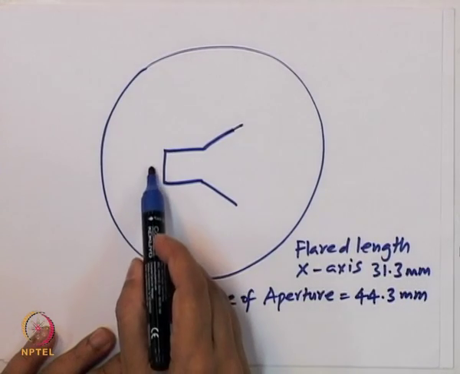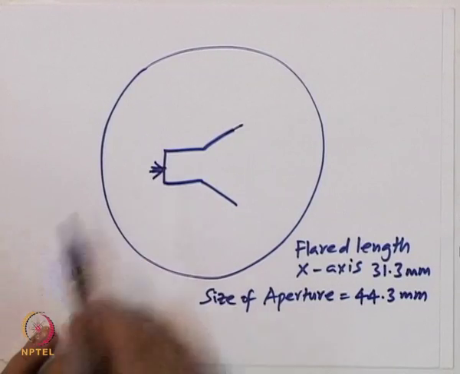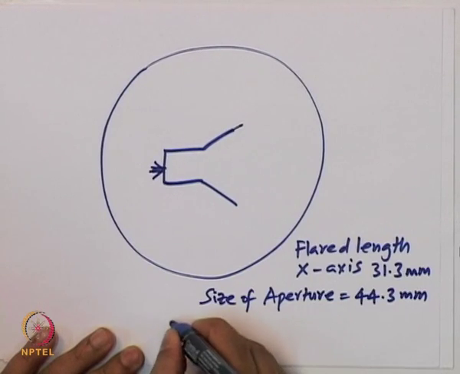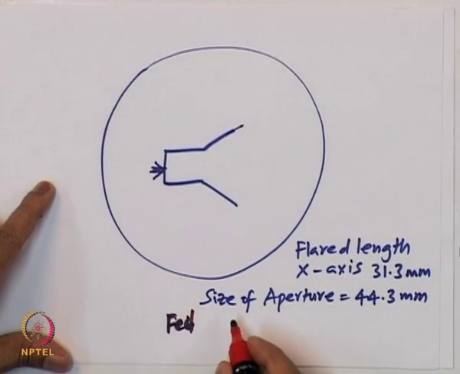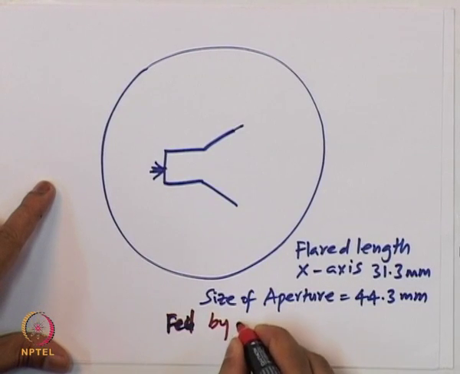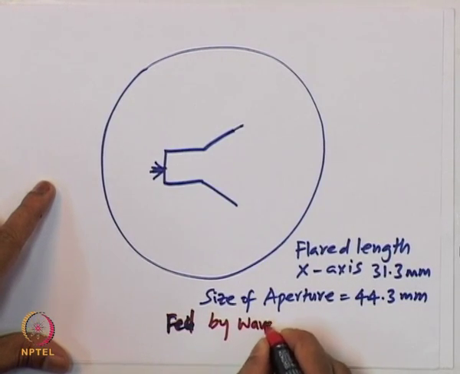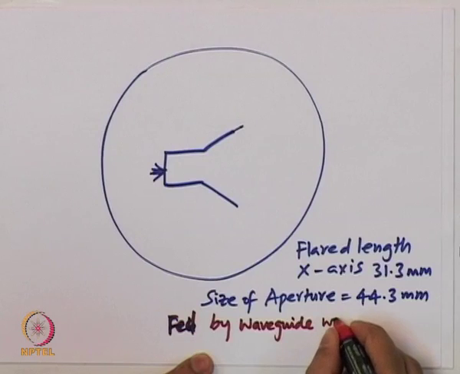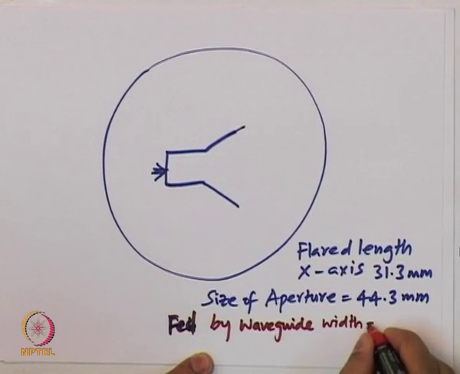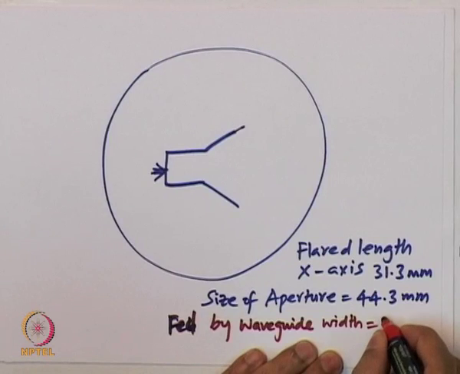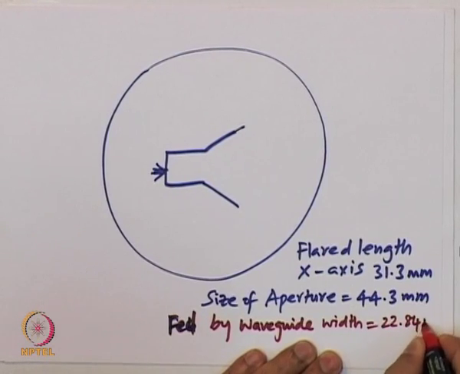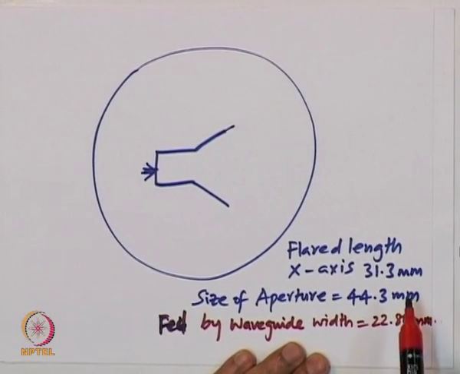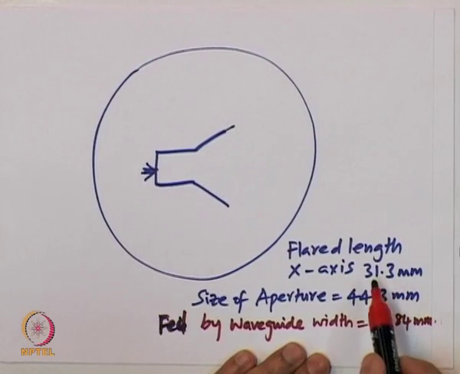So the antenna is going to be fed in this direction. So this is the source direction. It is going to be fed by a waveguide, and the waveguide's width is 22.84 mm. So these are the important things in terms of the cases.